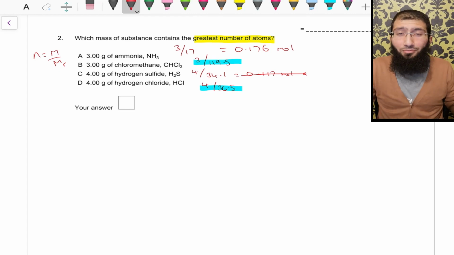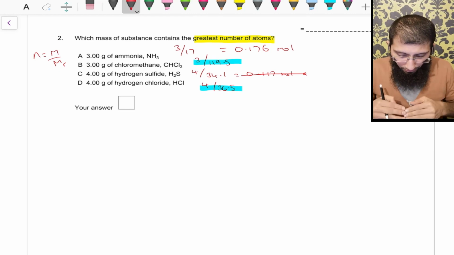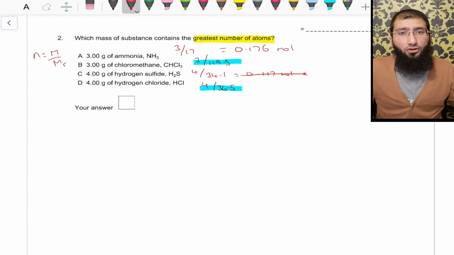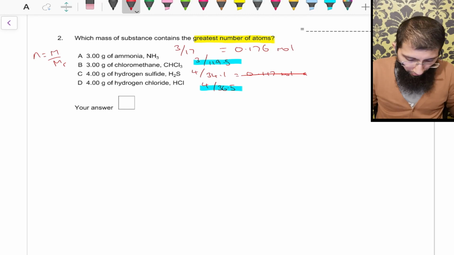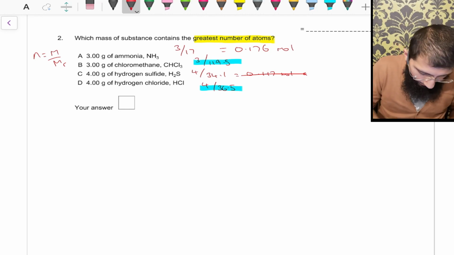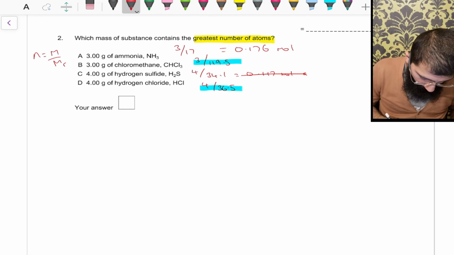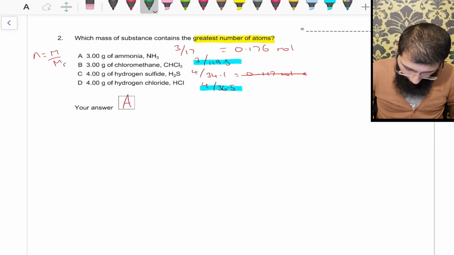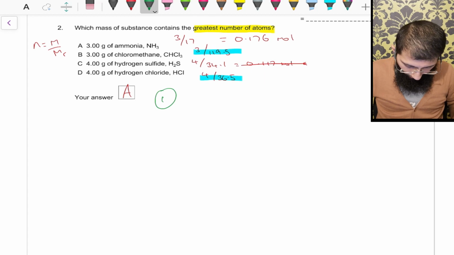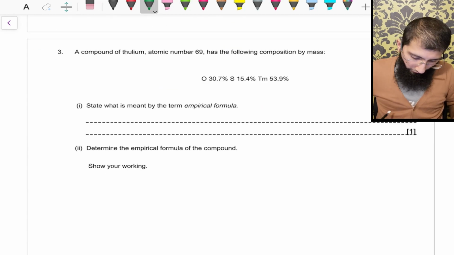So the answer has to be A. I'm not going to bother working out the resulting calculation of 0.176 multiplied by Avogadro's number. There's just no point, there's no use to it. So I'm going to go with A. Again, that would just give you a mark. Moving on, question number 3.